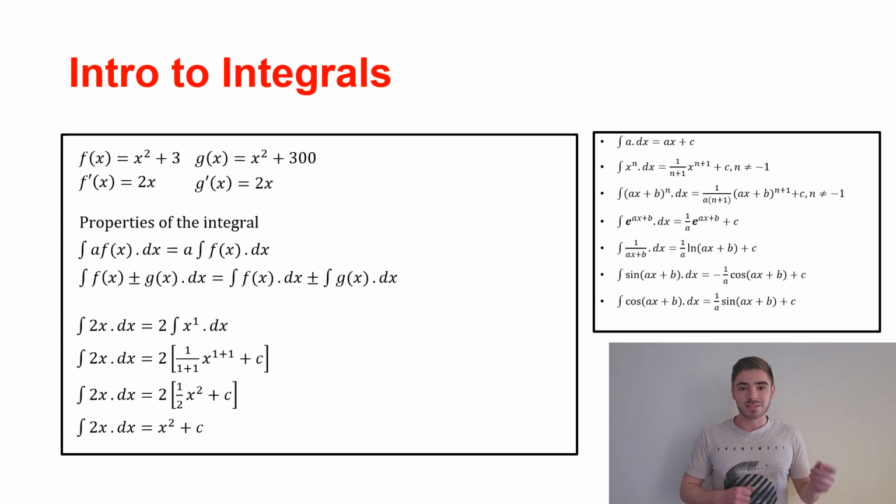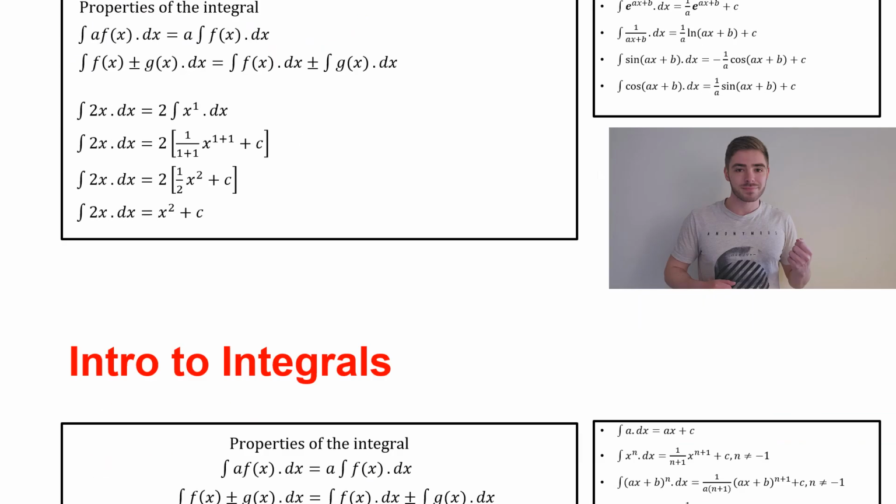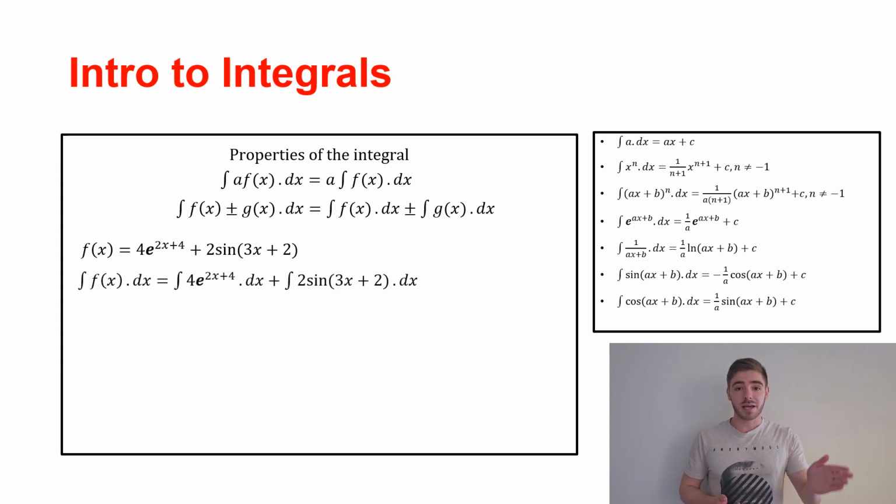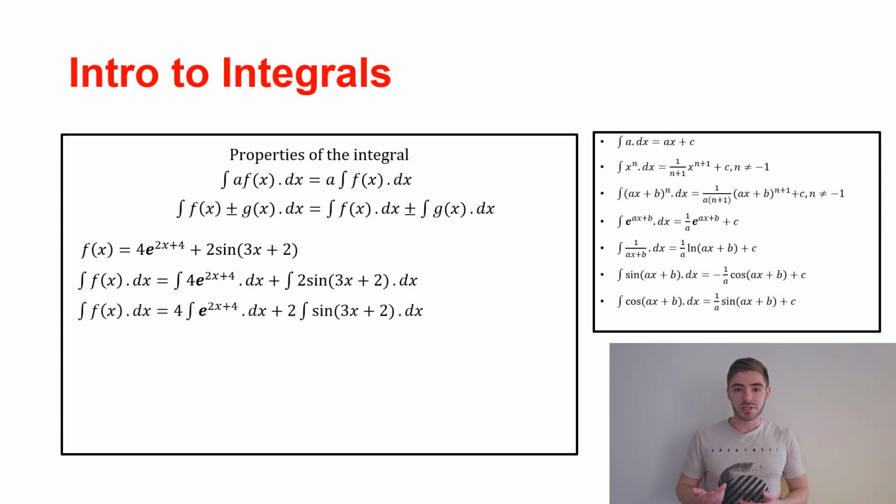That's why the integral is sometimes referred to as the indefinite integral, because it's not a perfect reversal of differentiation. Let's try to find the integral of a more complicated example. Firstly, we can use the second property to split that integral up into two individual integrals rather than one big one. And then lastly, we can use the first property to take those coefficients outside of the integral.